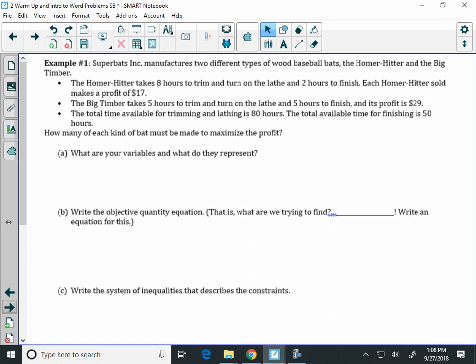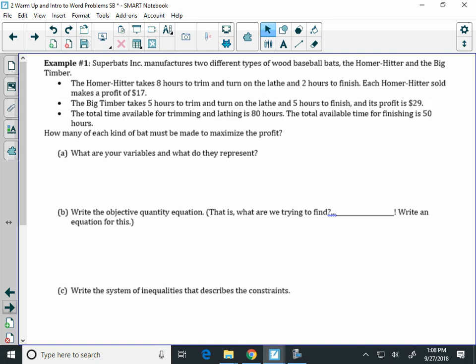And the Homer Hitter takes 2 hours to finish. That'd be like sanding and putting the stain and the paint and all that on. And each Homer Hitter makes a profit of $17. They give you the same information about the Big Timber. It takes 5 hours to cut, 5 hours to finish, and it makes a profit of $29.